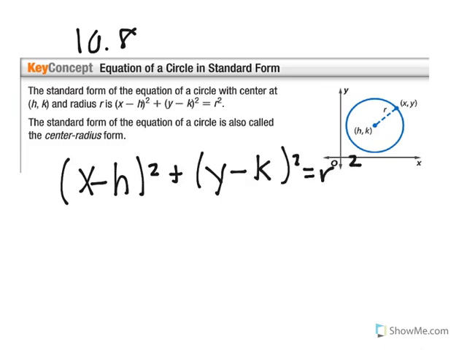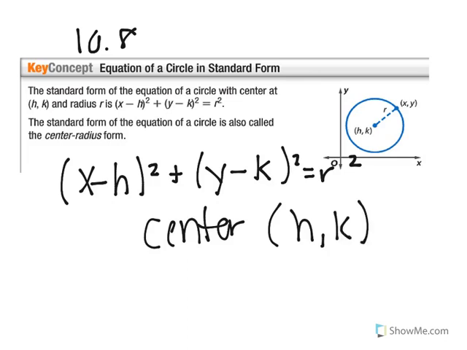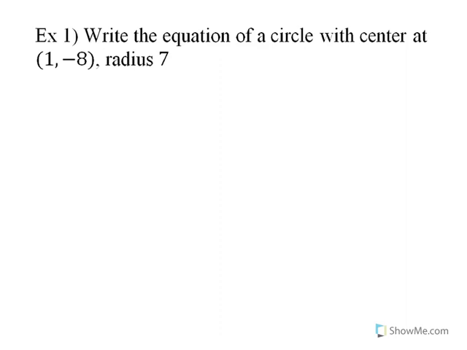Now we know r to be the radius, and the center is going to be the point that we call (h, k). And then, of course, our radius will either be given or we can pick it out from the circle. So our radius is known as r. Let us use this formula.